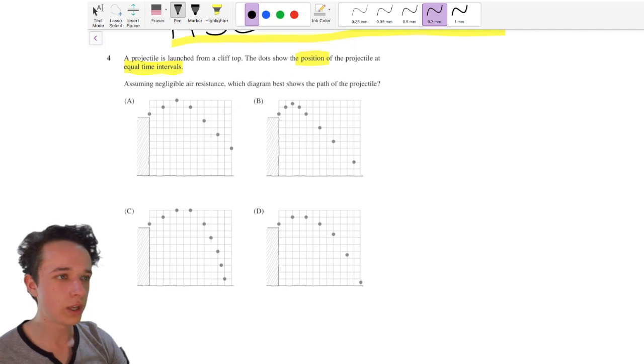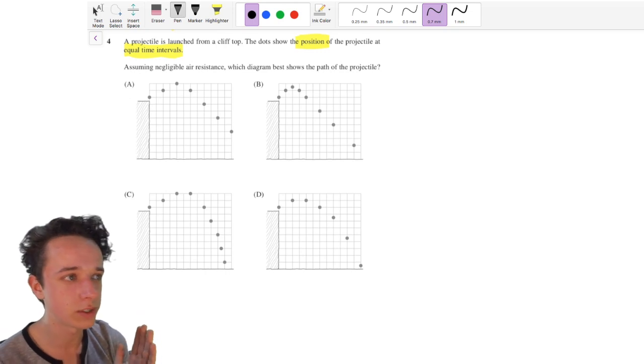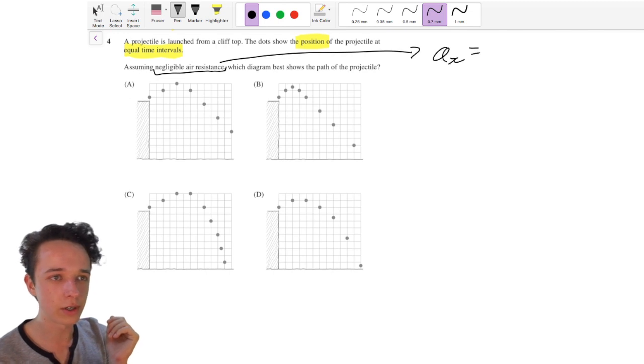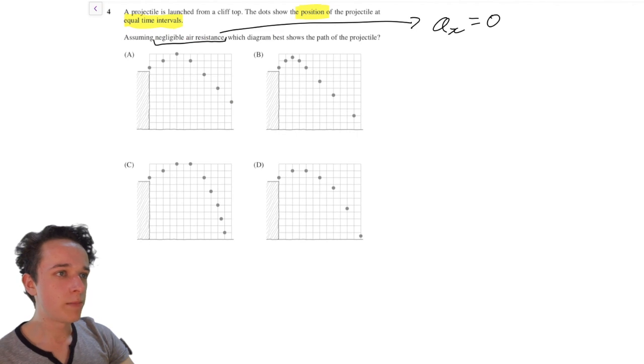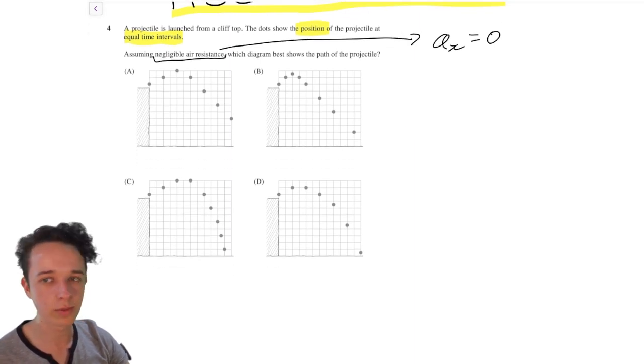Assuming negligible air resistance. So when you read that, assuming negligible air resistance, what you should convert that to in your mind is ax equals 0, right? Which diagram best shows the path of the projectile? This question's pretty intuitive, I'd say. So what does a projectile look like? Well, we know that it looks like a parabola.